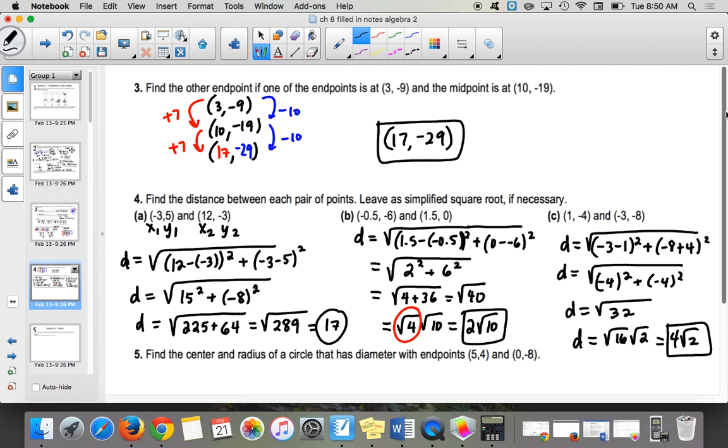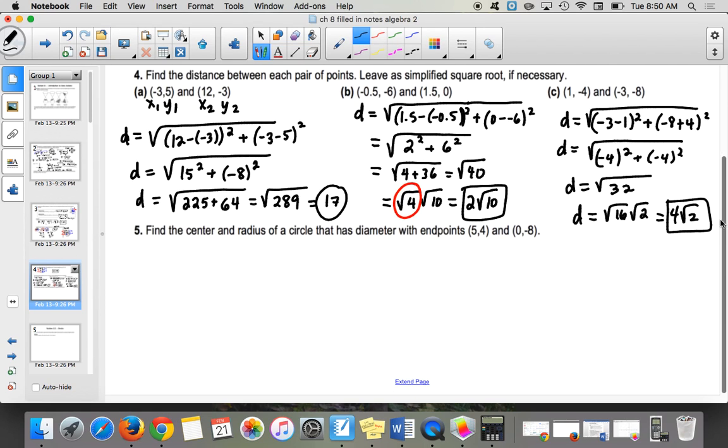All right, and then number 5, it says find the center and radius of a circle that has a diameter with endpoints of 5, 4, and 0, negative 8. Sketching this one out helps sometimes, especially when you guys are first learning these. It's hard to visualize what's going on. So let's think about it.